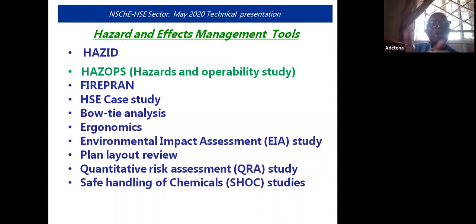We have the fire plan, which is done after our layout design and the process flow scheme have been completed. You go and carry out a fire analysis, to see the effect of the possibility of a release of fire and the mitigations, just as we do for HAZOP.